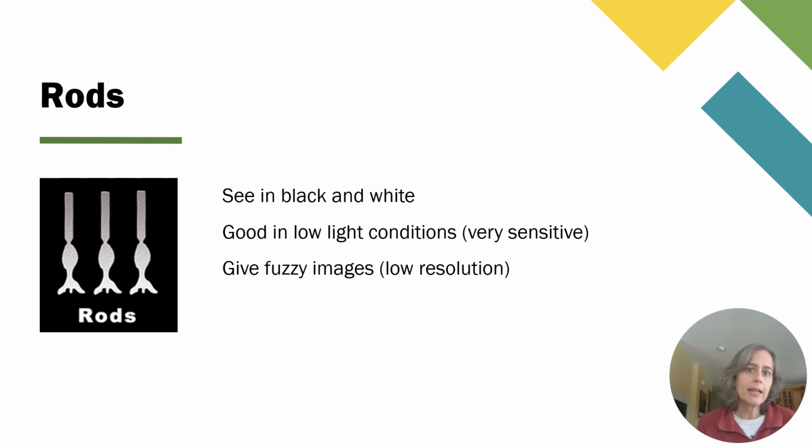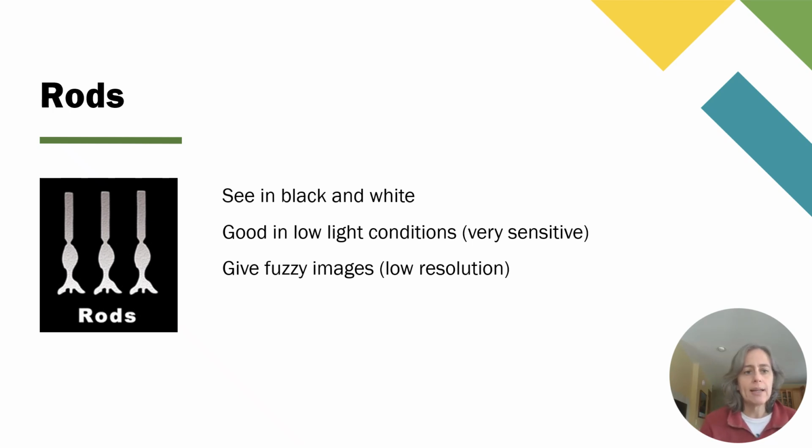Rods see in black and white. They're like light is present, light is absent. That's it. What's nice about rods is that they're very sensitive, so they can detect even low levels of light. So this is for our night vision, right? So in low light conditions, rods are helpful. But rods don't give us high resolution, precise information.